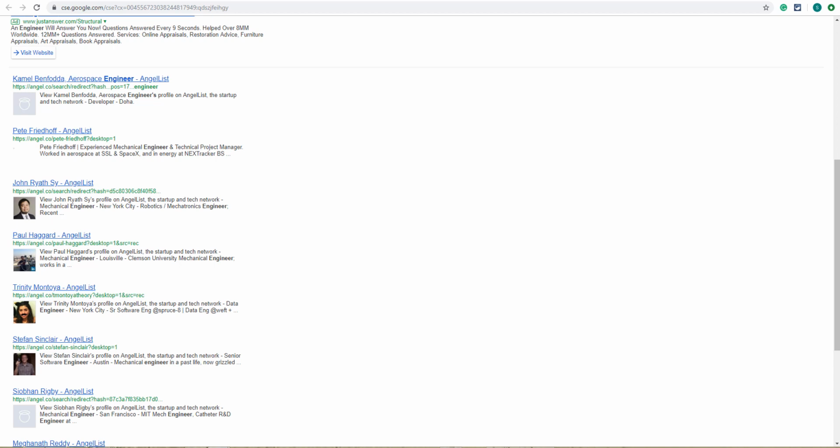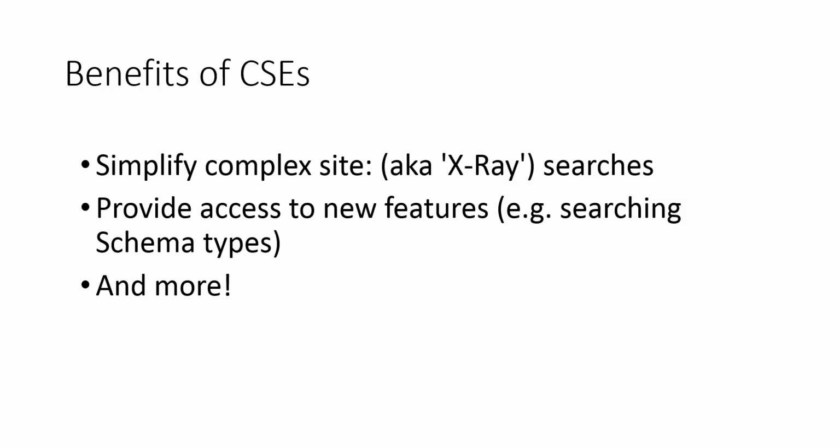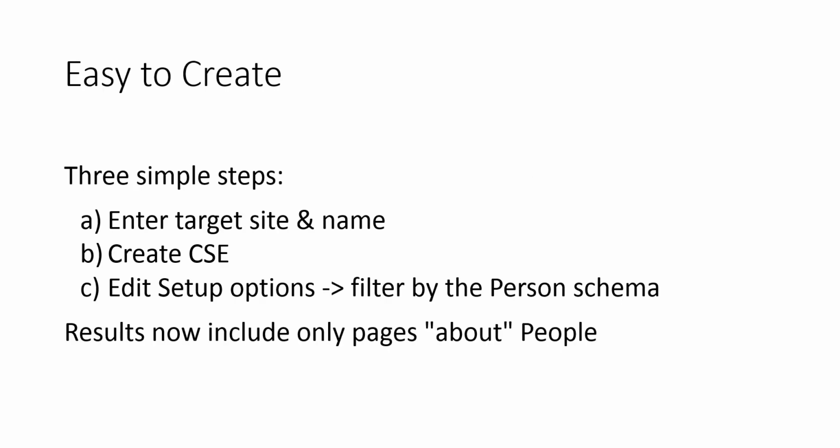To review, among other benefits, CSEs provide a way to simplify complex site searches, as well as to access features Google.com doesn't provide, like filtering based on schema.org objects. You can create a useful CSE in just a few simple steps. Pick a target site and name, create the CSE, then edit the setup options to filter by the person schema object. If the site uses schema objects, your results will now include only those pages about people, that is, the ones most useful in sourcing.